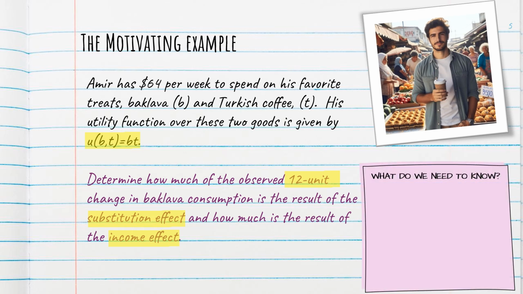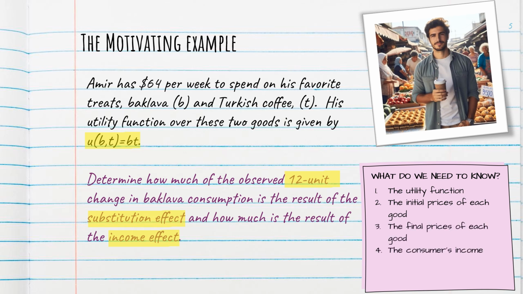What do we need to know in order to answer this question? We need the consumer's utility function, we need the initial prices of each good, we need the final prices of each good, and we need the consumer's income.